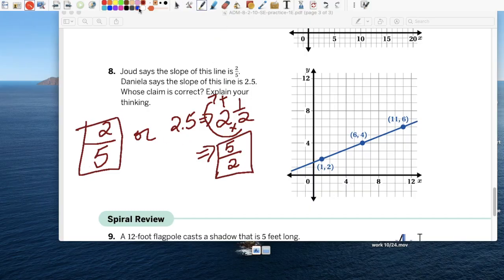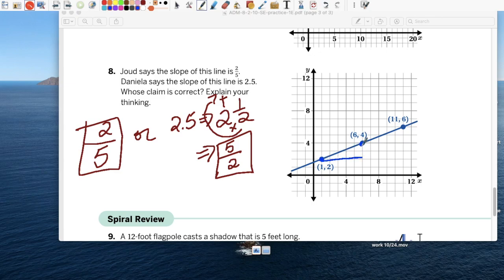Okay, so let's see who's right. Let's pick 2 points, and they did that for us. So I'm going to use the 2 points, so it doesn't matter if you pick this one and this one or this one or this one. So you got choices here. So let's, you know what? Let's pick the big one. Pick this guy. No, let's pick this one and this one. I don't want to count.